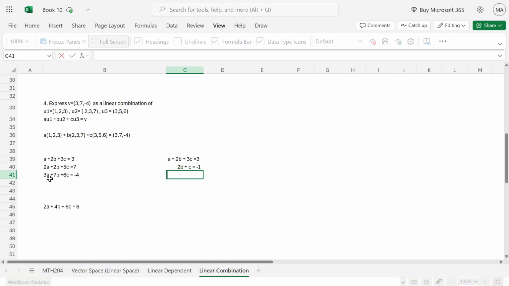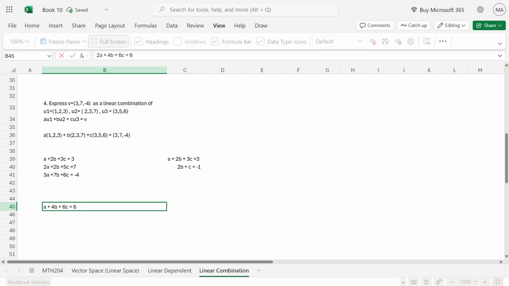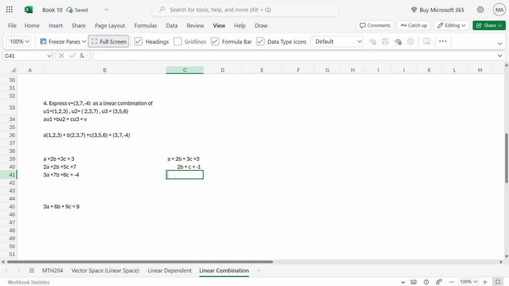Now let's eliminate a. So we need to make this and this the same thing. So we multiply this by 3. That's the idea. 3a, 6, 9 and 9. Now let's do it. 3a minus 3a is 0.